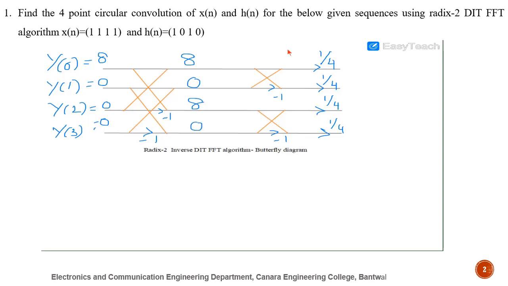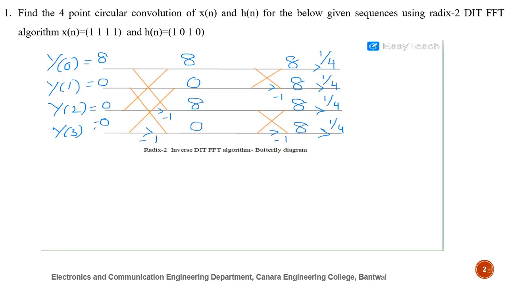This is 8, this is 0, so I get this as 8. And the next one, if you look at here, this is 8 and this is 0, so I get this as 8. Next one, this is 8, this is 0, so I get this as 8. Then here I have 8, this is 0, so here also I have 8.